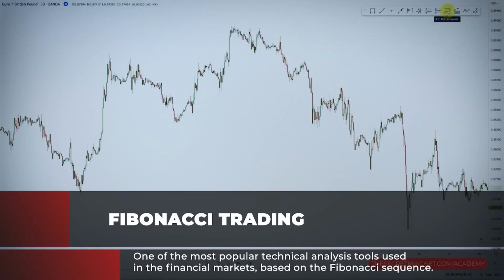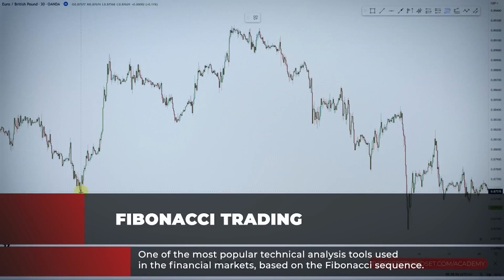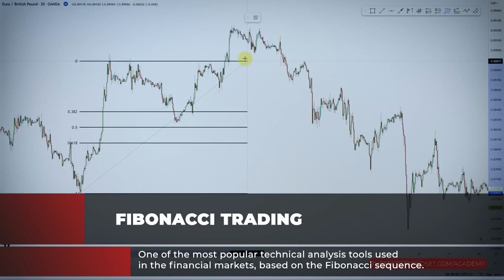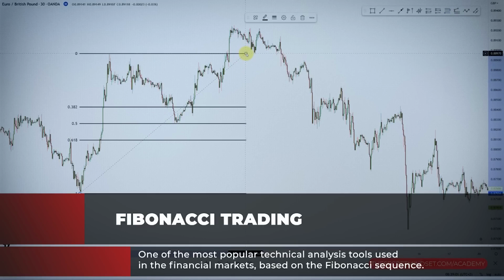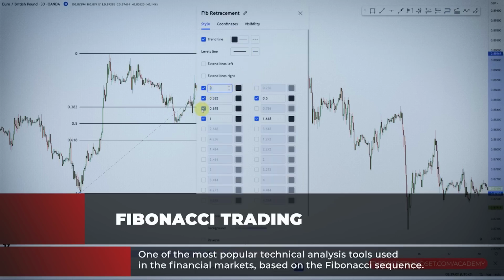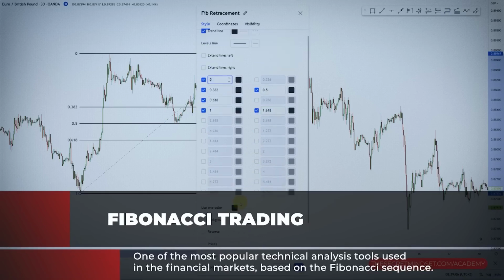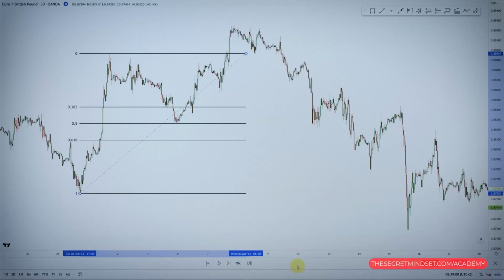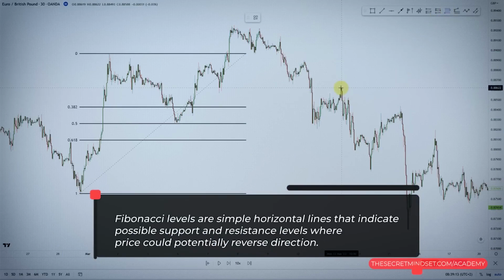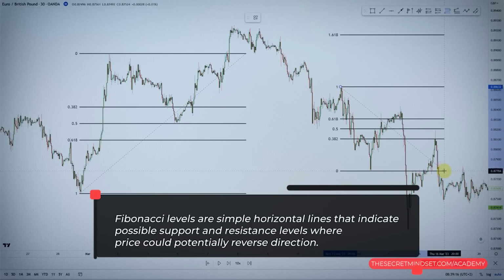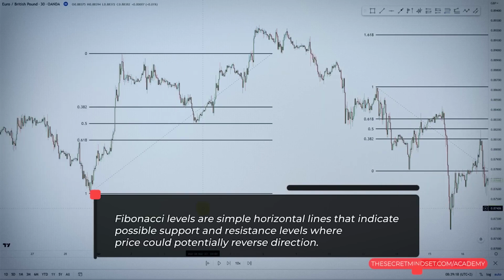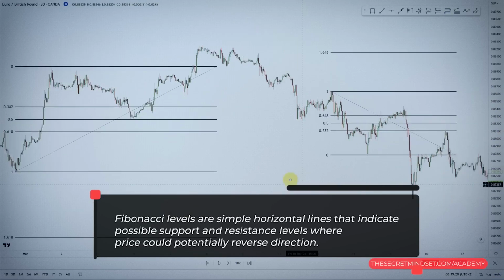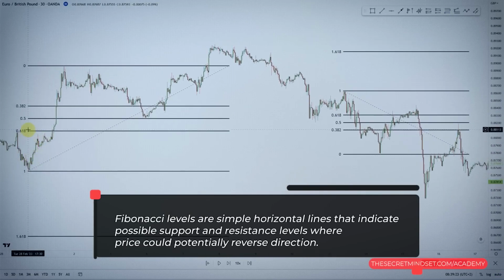Fibonacci retracements are one of the most popular technical analysis tools used in the financial markets. This technique is based on the Fibonacci sequence, a well-known mathematical concept. But I don't want to bore you with numbers and mathematics. You just need to know that Fibonacci retracements are used to identify potential levels of support and resistance during a price trend. Fibonacci levels are simple horizontal lines that indicate possible support and resistance levels where price could potentially reverse direction.